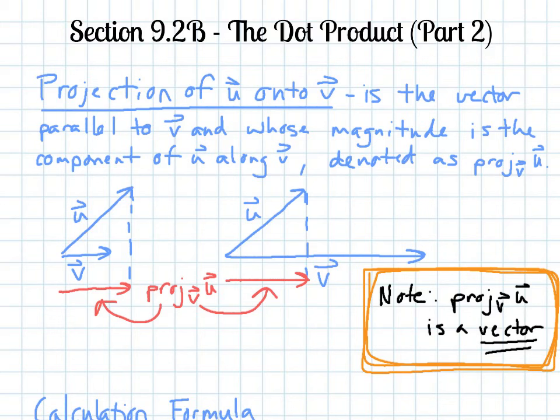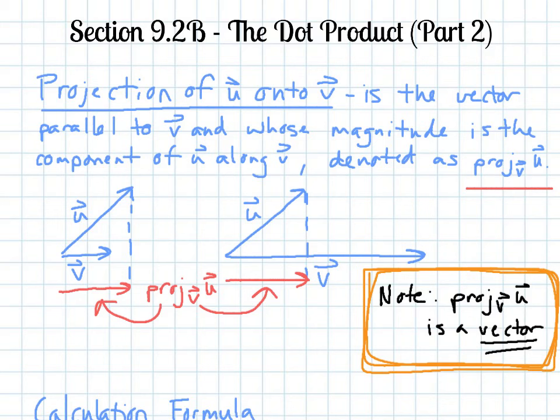So a projection of vector u onto vector v is going to be the vector that's parallel to vector v and whose magnitude is the component of vector u along vector v. And it's denoted as such, where it's the shortened word of projection, so PROJ, and then kind of like if you were writing a log function, you'd write the vector u as a bigger vector, and then vector v as like a sub-vector kind of thing.